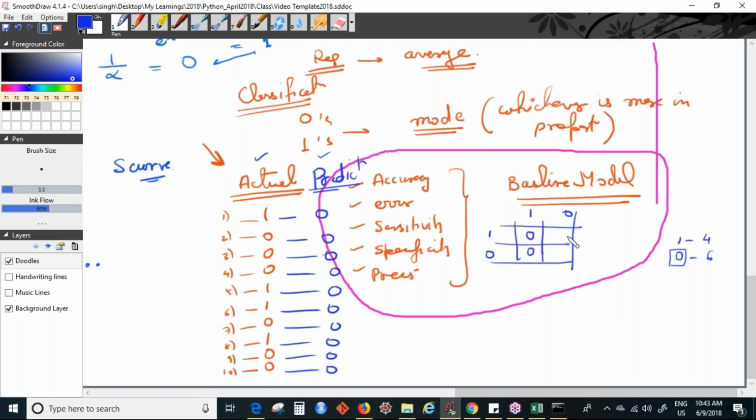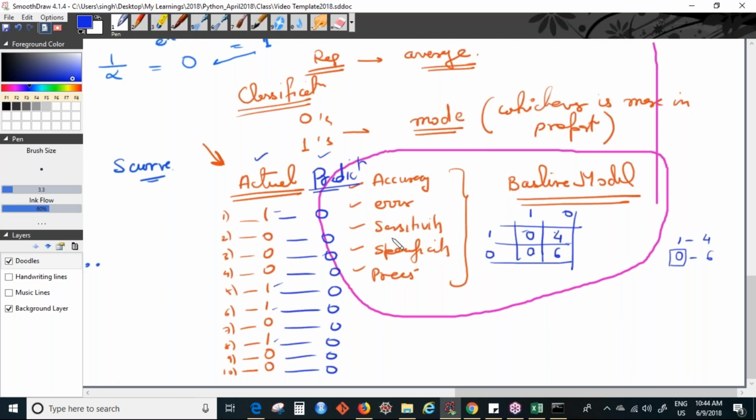Now 0, how many ones are you predicting as 0? This is a 1 I am predicting as 0. So 1, 2, 3, 4. There are 4 ones which I am predicting as 0. In fact, all the ones I am predicting as 0. So 4 here, and there are 6 zeros which I am predicting as 0, so 6. So now you can compute the accuracy. This plus this divided by total, so 60%. Error is this plus this, so 40%.